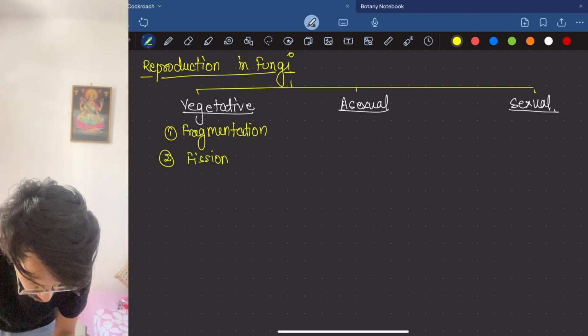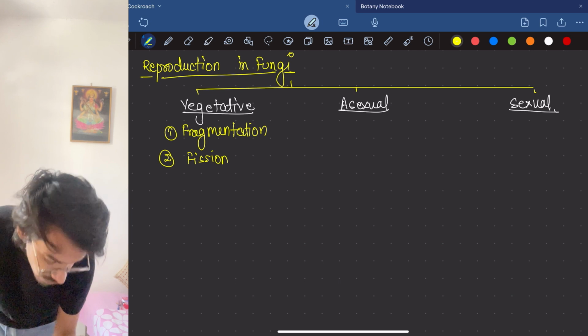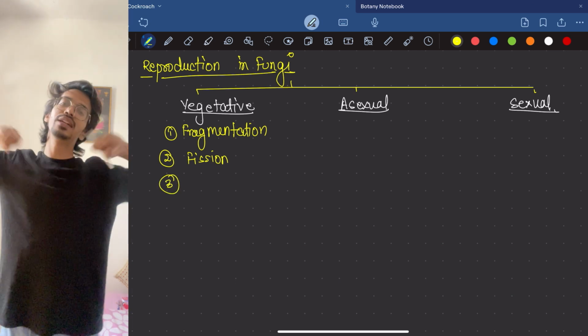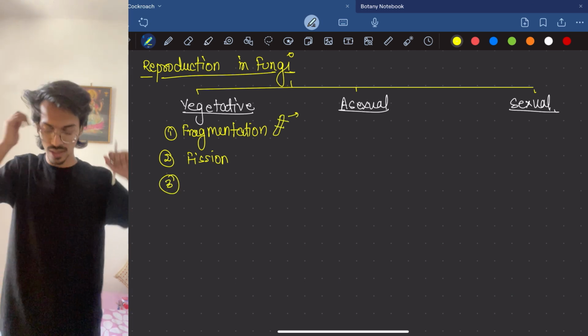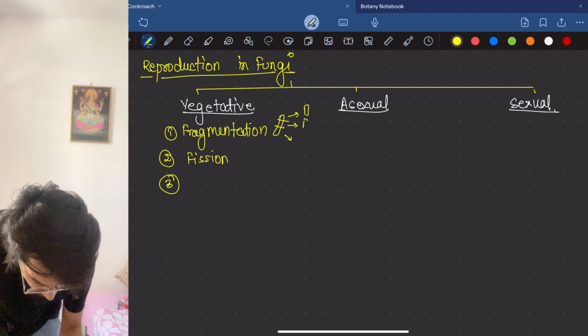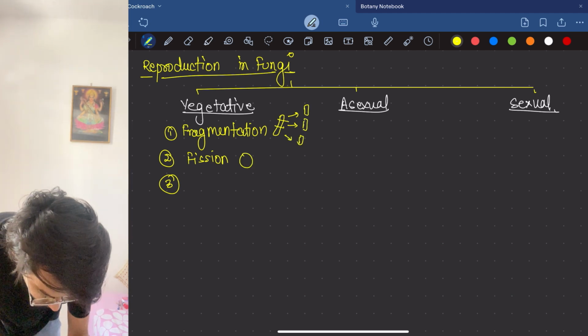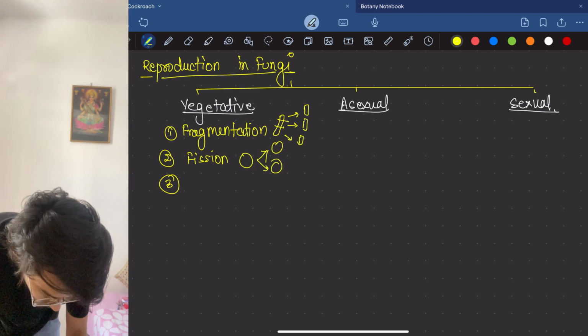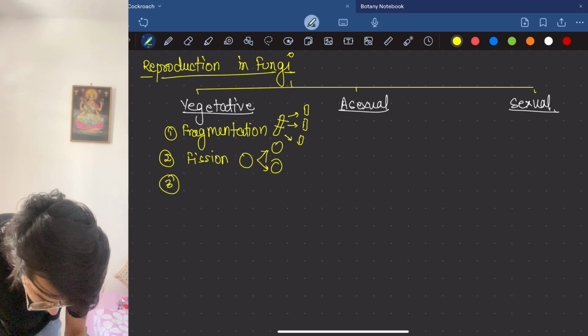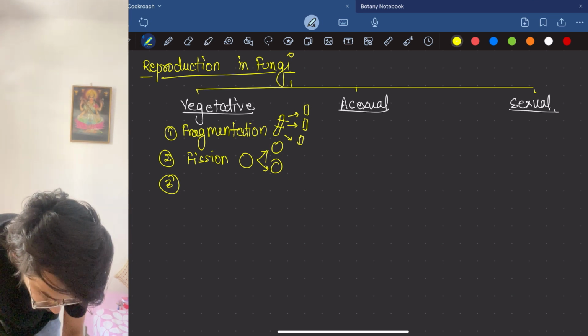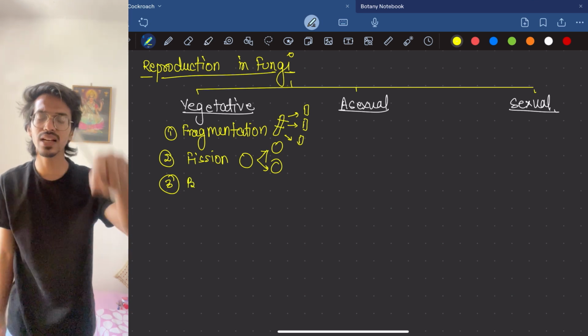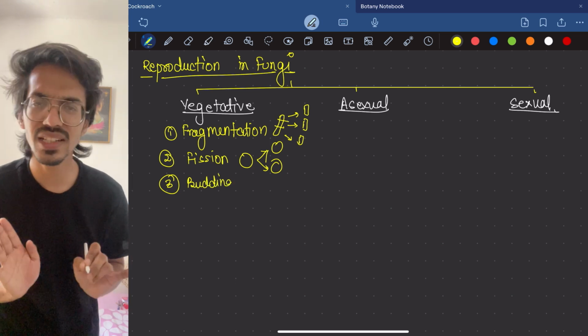Next is the fission. What is fission? Easy one. This is one person, I divide into two, look like me. Okay, so that is fission. So fragmentation was what? Cut, cut, each part grows. This grows, this grows, this grows. Fission is what? Single part forms two. Okay, it could be single fission or multiple fission. Mostly the binary fissions are there.